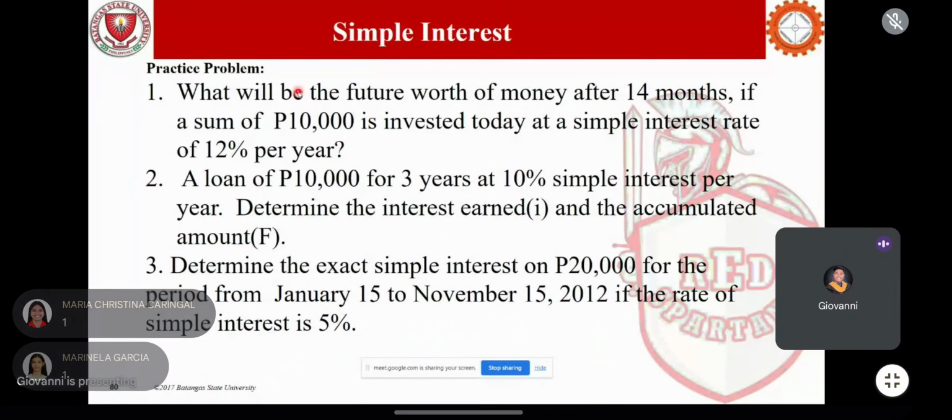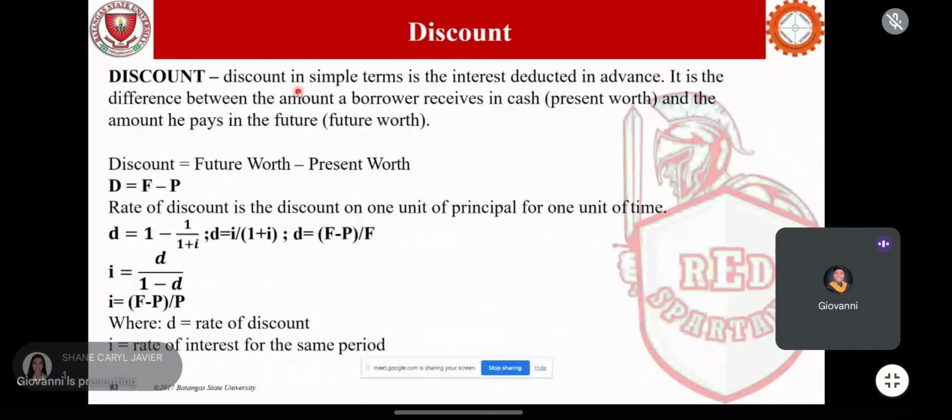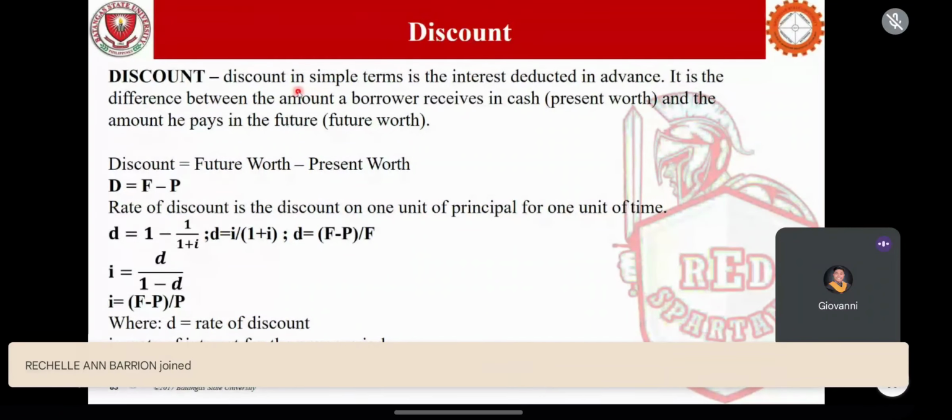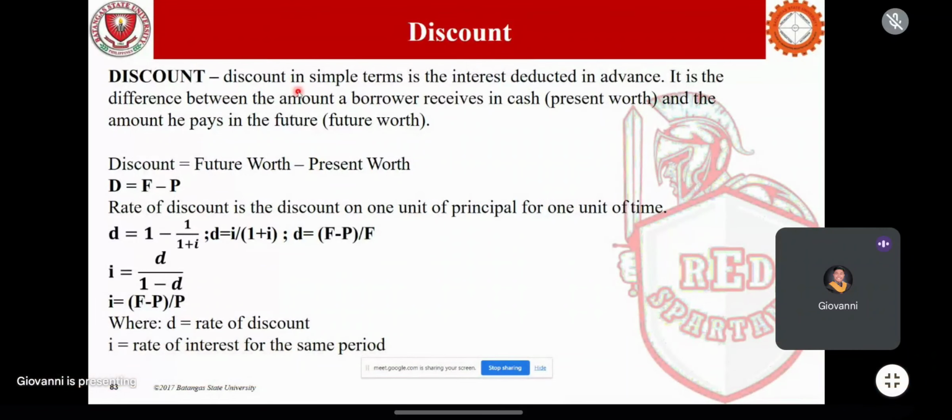Sabi ko nga po, yung kanina, that is the simplest method of computation for engineering economics or for getting the interest. So discount in simple terms is interest deducted in advance. That's the difference between the amount a borrower receives in cash, the present worth, and the amount he pays in the future worth. So discount is equals to future worth minus the present worth, or capital D is equals to F minus P.